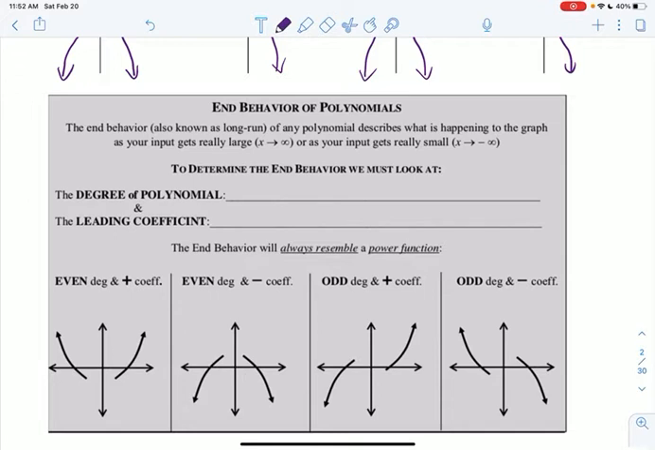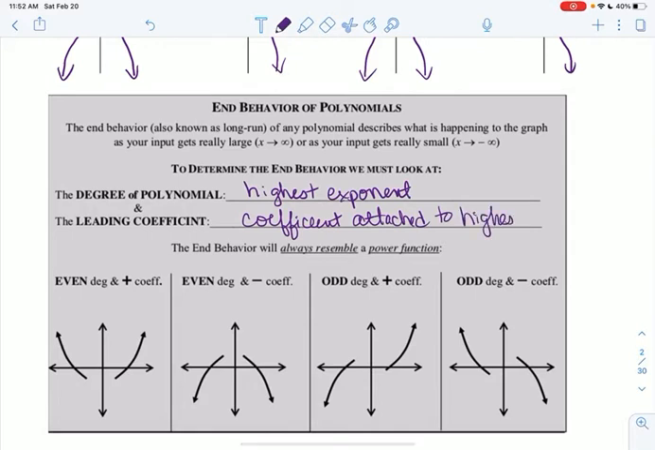So in order to talk about this end behavior, we do have to talk about the degree of a polynomial. The degree of a polynomial is your highest exponent. And the leading coefficient is the coefficient attached to that highest exponent. And I really just want to look at the sign, because I want to know if it is reflected or not. All right, so look at the sign.